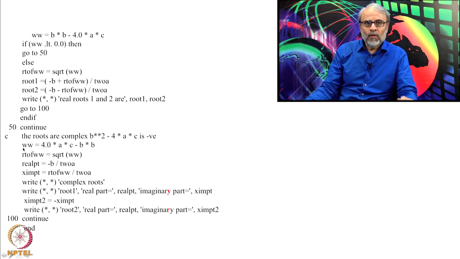Since WW was negative, now I will calculate WW as 4AC minus B square. So, it is the reverse of that. Now, we will surely know that this is positive, because if B square minus 4AC is negative, then 4AC minus B square is positive. So, I now calculate WW, which is a positive number, and calculate the square root of that, the square root of 4AC minus B square, again a positive number.